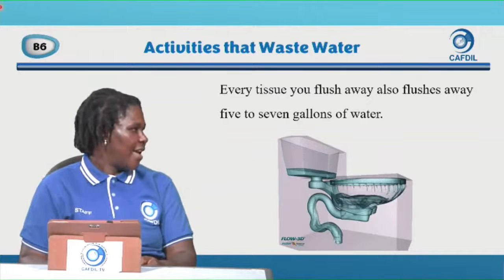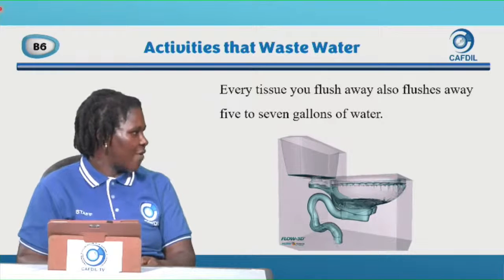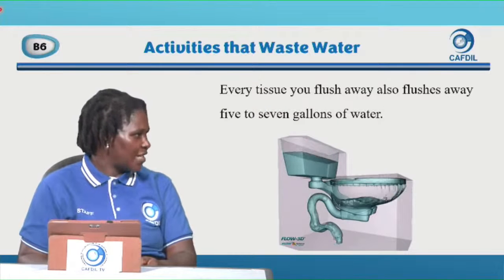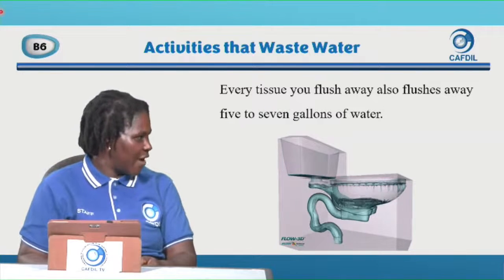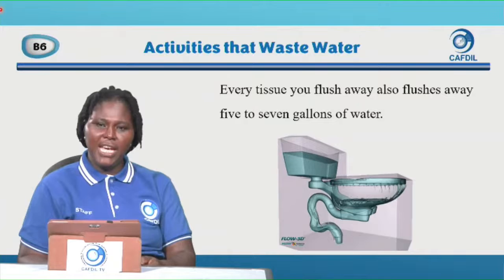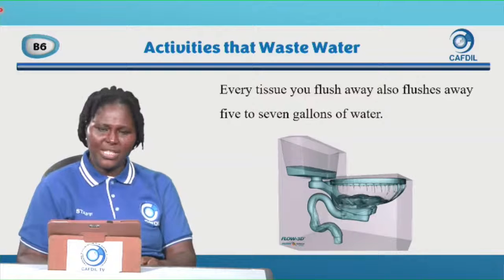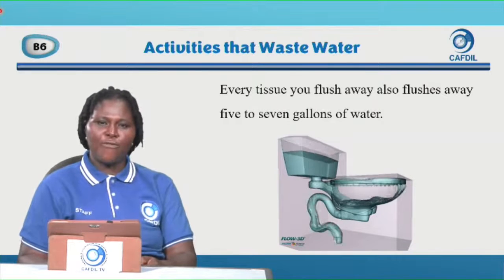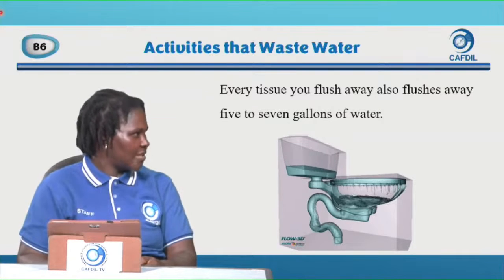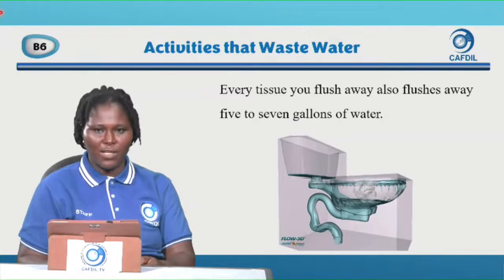The next one is that every tissue you flush away also flushes away 5 to 7 gallons of water. So when you put the tissue in the toilet, the water closet, you waste 5 to 7 gallons of water. This activity causes wastage of water.